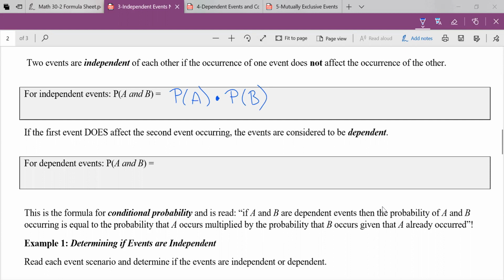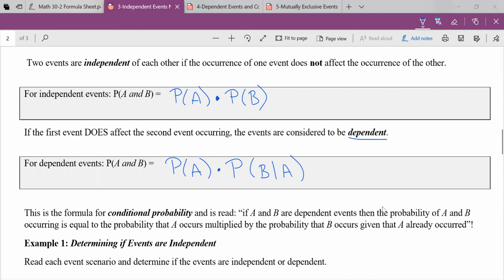Now, the opposite of that is if the first event does affect the second event, then these are called dependent. And how we write that is this. So for dependent events, P(A and B), it's the probability of the first times the probability of the second, and this straight line here means given, such that the first event has already occurred. Okay, now that formula looks a little bit more complicated, doesn't it? But don't worry. A lot of the times you're not even going to need to use it.